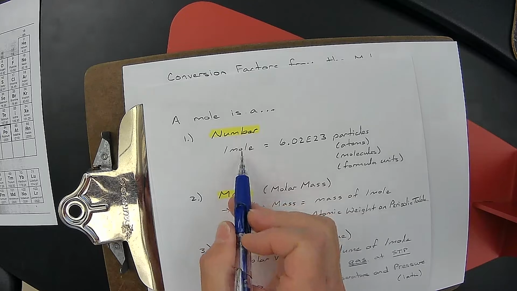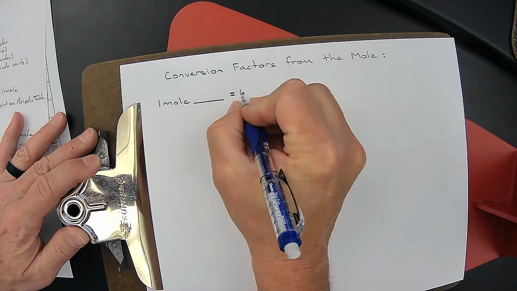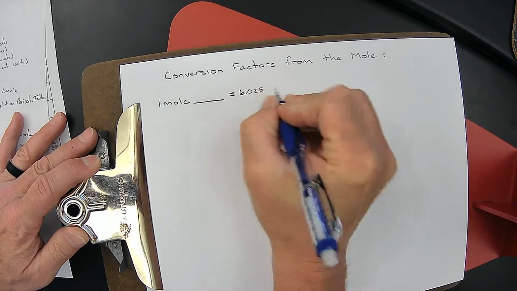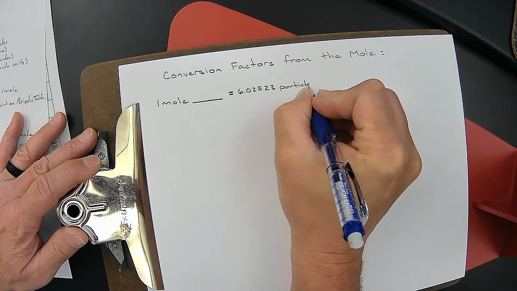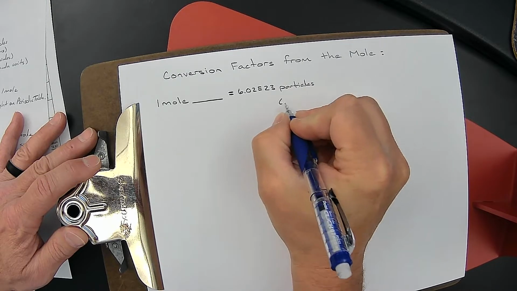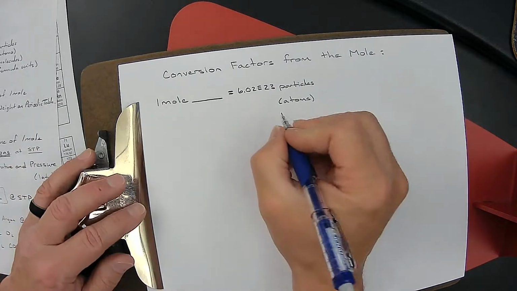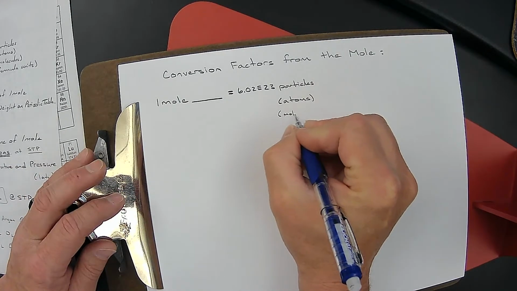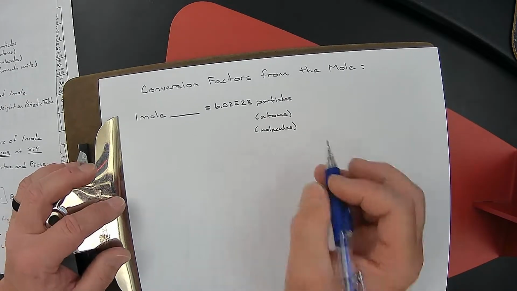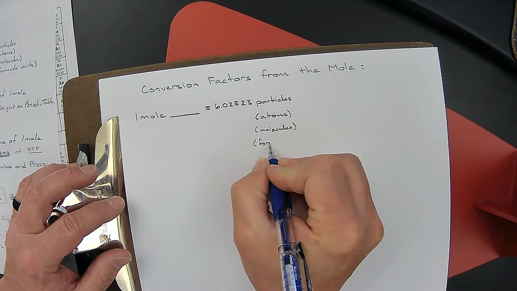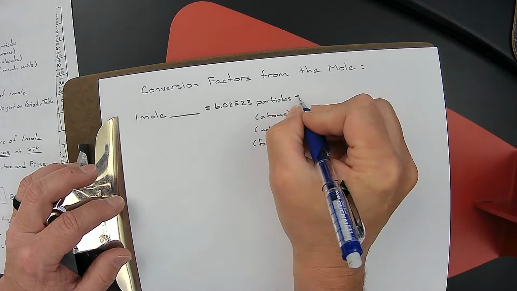The first thing we've learned is that a mole is a number. So I'm going to put that number down: 6.02 e to the 23rd, and I'm going to call it particles. Now, we know that those particles could be called atoms if this is a simple atom from the periodic table. We might call these particles molecules if it's two nonmetals bonded together. We might call these molecules formula units if it's a metal and a nonmetal.